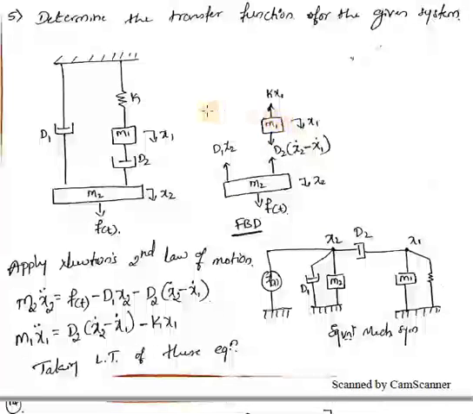And m1, when this mass m1 is having downward direction, so that time this spring k will try to pull it up, that is k into x1 will act in the upward direction. So we need to draw the equivalent mechanical system for this.